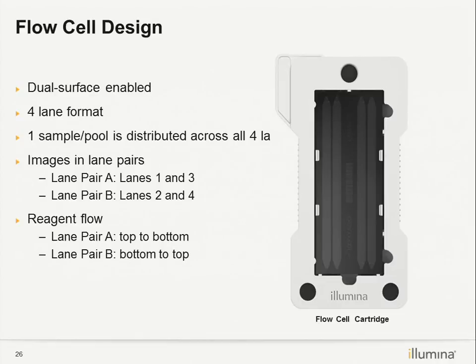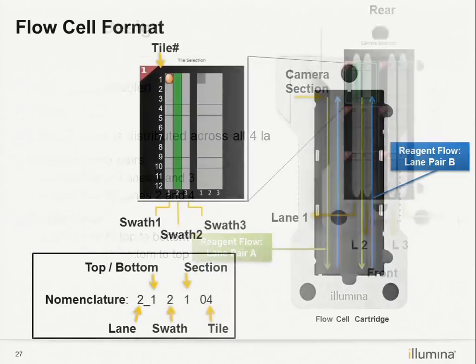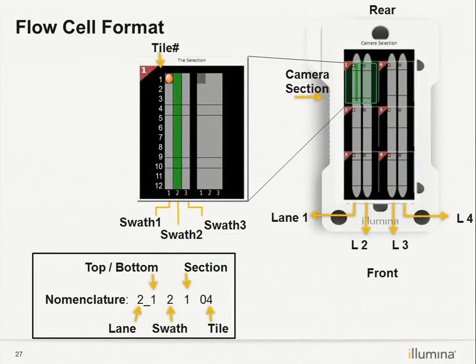Okay. And we have 4 lanes, and again, one sample or one pool is distributed across all 4 lanes. And subdivided to that, we call lane 1 and 3 as lane pair A, and lane 2 and 4 as lane pair B. And the flow is like that. For lane pair A, it will flow from the top to the bottom, and lane pair B is from the bottom to the top. And why do we need to separate into lane pair A and B is because the 6 cameras and the chemistry are doing their job simultaneously.